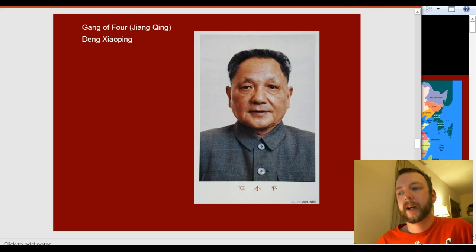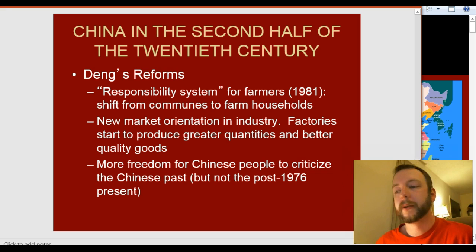He officially retired in 1989, but he stayed alive and pretty much in charge until 1997. And he is the person who makes China modern China. He transforms it into a capitalist economy and a socialist state. And China really is a failed socialist state, if we can say anything. Deng saw the failure, and he wants to change it.